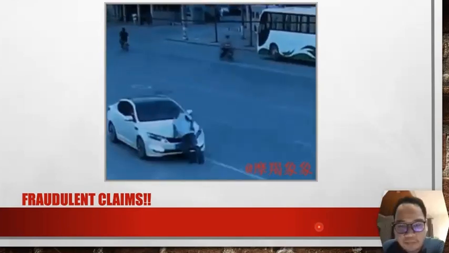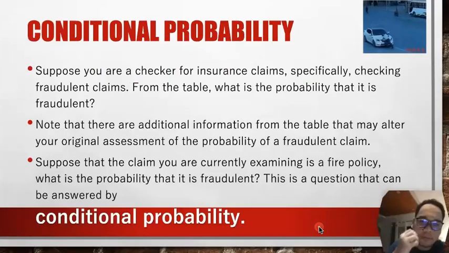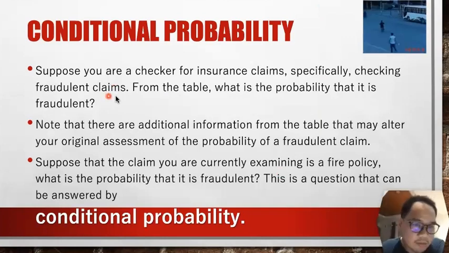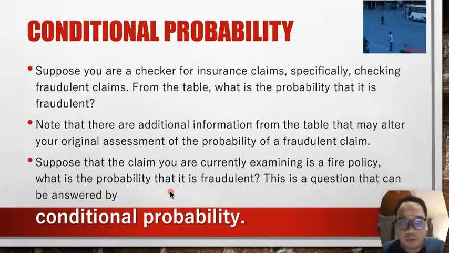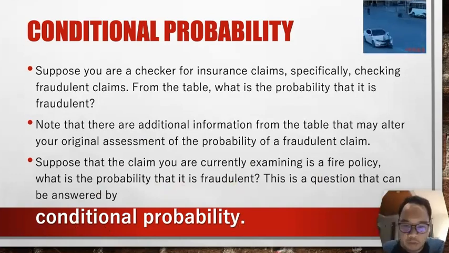Suppose you are a checker for insurance claims and you want to check for the fraudulent claims to be exact. From the table that was given a while ago, we want to ask what's the probability that it will be fraudulent. Note that there is additional information in the table. It's not only about fraudulent or non-fraudulent claims. It also has the type of policy in it. And suppose that a claim you're examining is a fire policy. What is the probability that it is fraudulent? These kinds of questions or situations can be answered by what we call conditional probability.